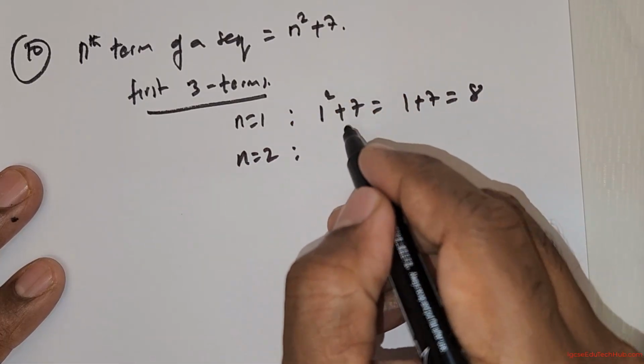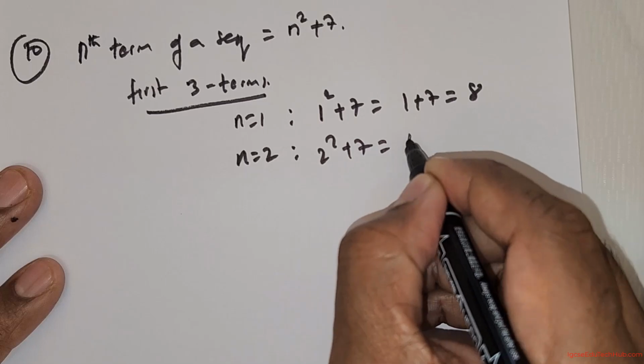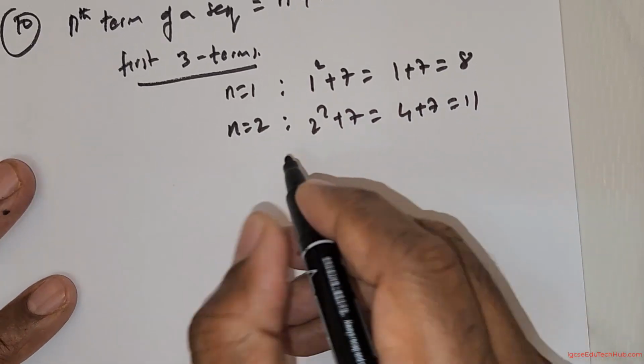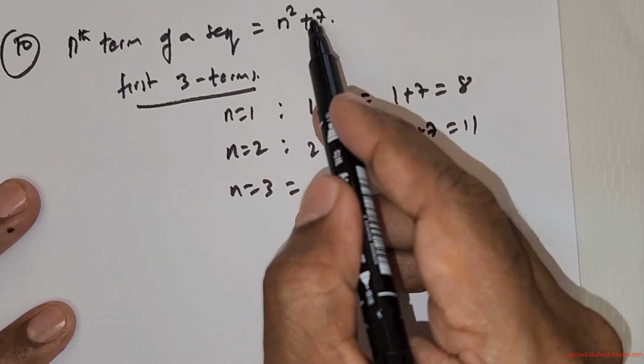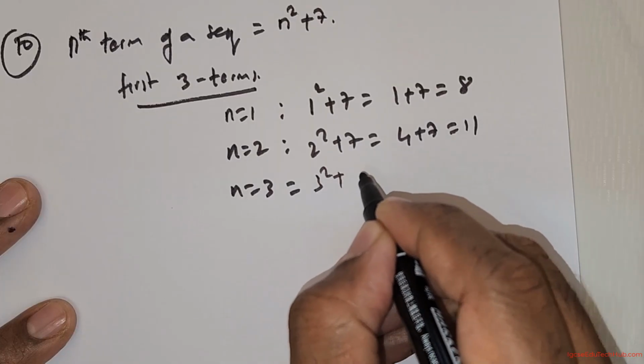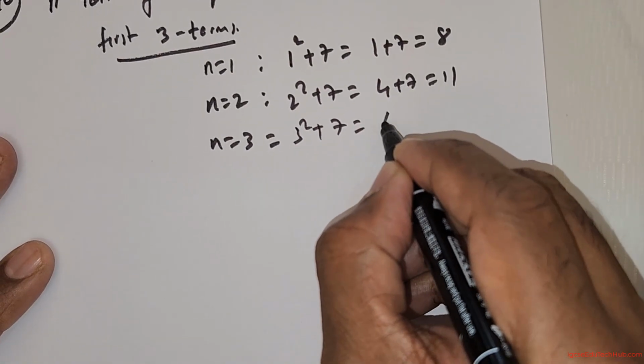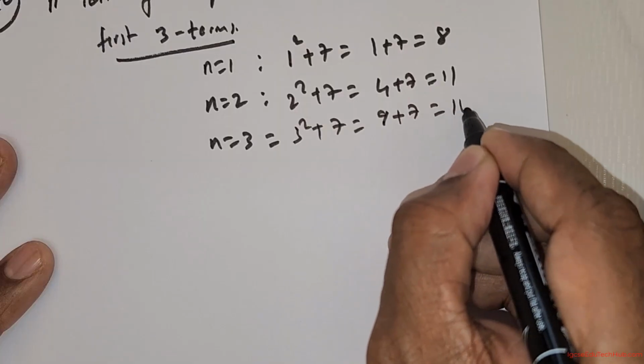Substitute n is equal to 2 here. It's 2 squared plus 7, which is 4 plus 7, is equal to 11. Substitute n is equal to 3 here. That is 3 squared plus 7, which is 9 plus 7, is equal to 16.